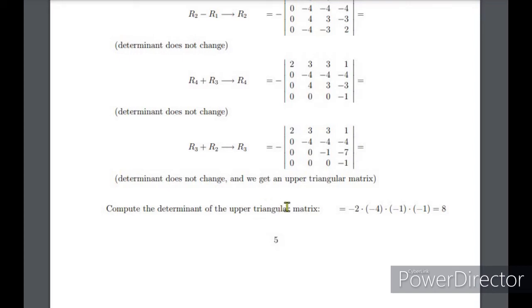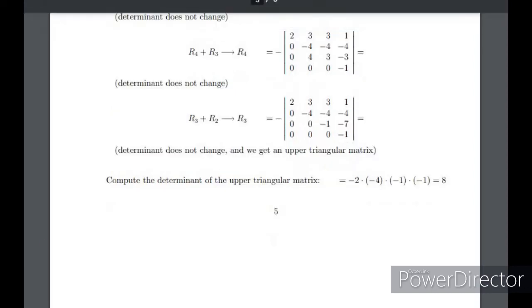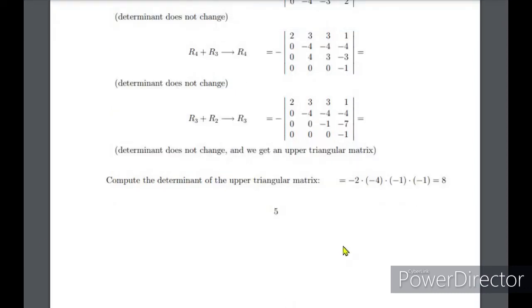And now we get an upper triangular matrix. We call this an upper triangular matrix because all the elements below the diagonal are equal to 0, while the diagonal itself is not equal to 0. So this is a triangular matrix. Now we can compute the determinant of the upper triangular matrix. We change the sign of the first element because we have a negative outside here, so it will be negative 2.